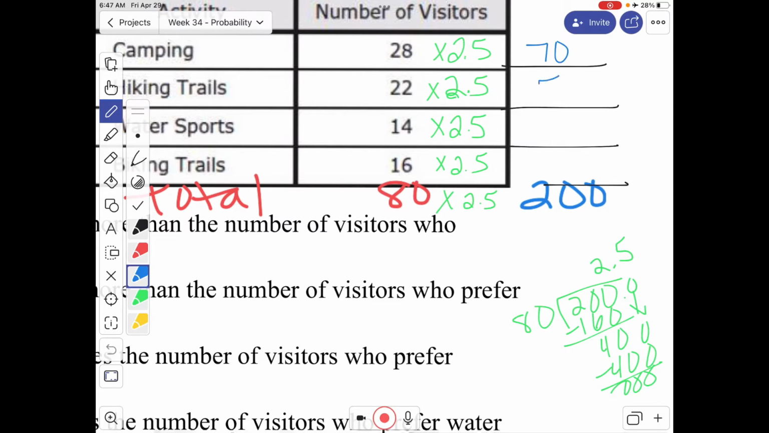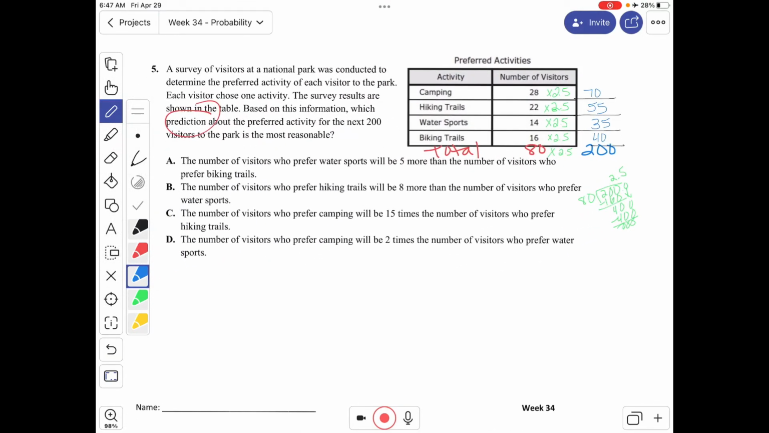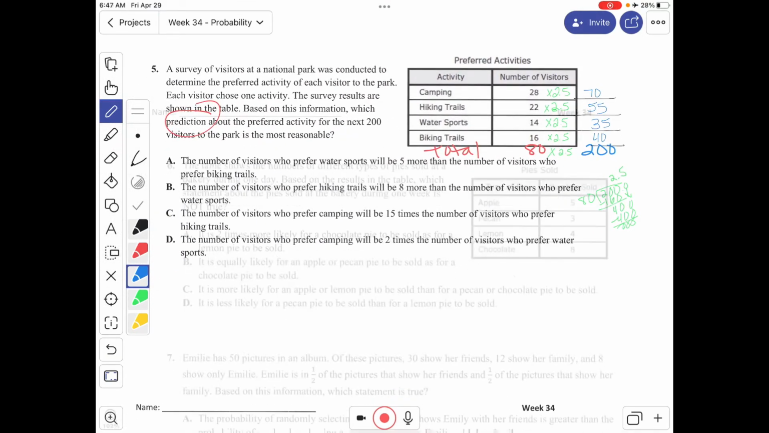That one's 70. This one's 55, 35, and 40. Once you have your predictions, then you can read the answer choices to see which one matches.